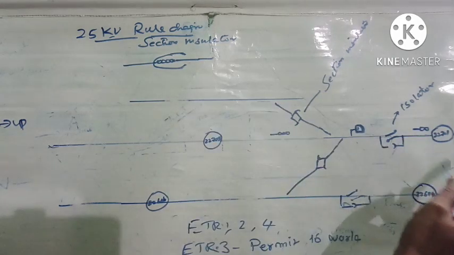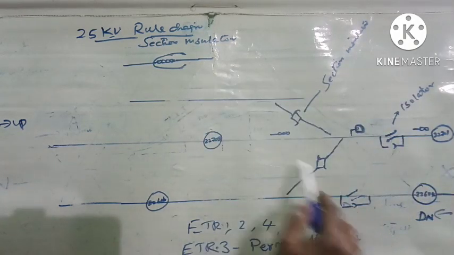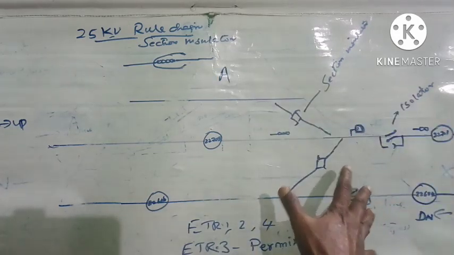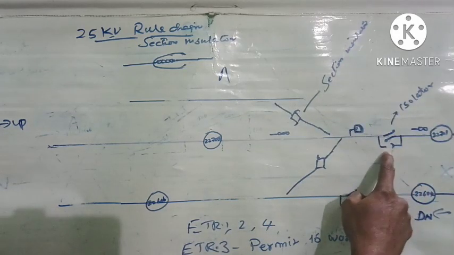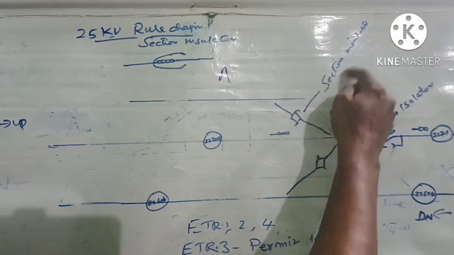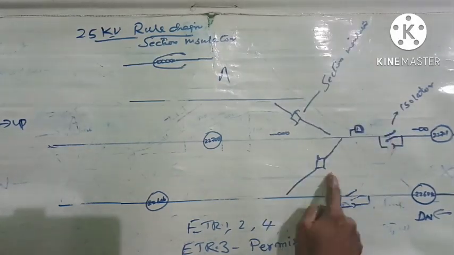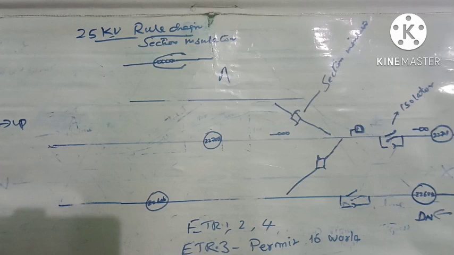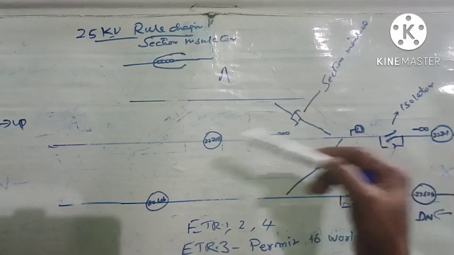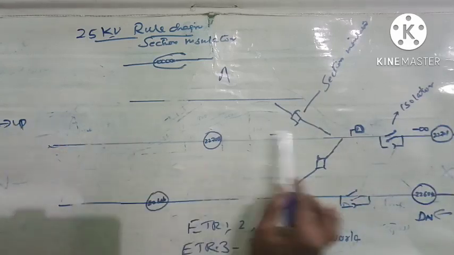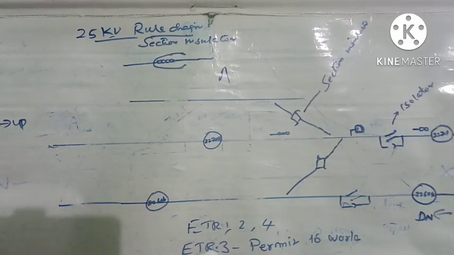Here it is the route diagram of station A. A part of it is only drawn here. See, here is an isolator, here is a section insulator, here also another section insulator, and we can see here another isolator. Let us take the power supply to this OHE is coming from this direction. Here this is the upline and this is the downline. In the last video itself I have explained this.